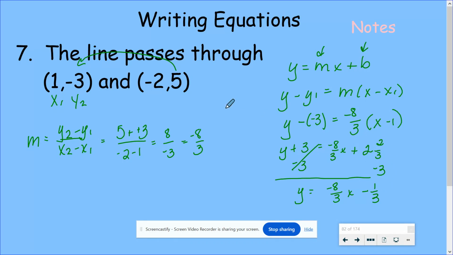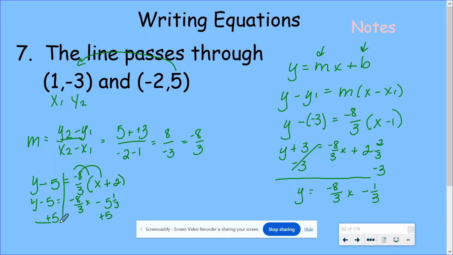And again, it wouldn't have mattered if I used this point. So very quickly, I can just show you how that would have worked. Instead of substituting the (1, -3) point, I'm going to use this point. So y minus 5 equals -8/3 times the quantity of x minus a -2, which is just x plus 2. So y minus 5 equals -8/3 x minus 5 and 1/3. Add 5 to both sides, and it will give me the exact same equation. So either way is fine.